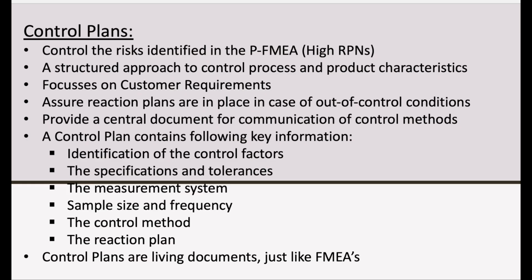Okay, so what do control plans do? It controls the risks identified in the FMEA. We will talk about the FMEA next week. A control plan is a structured approach to control processes and characteristics, meaning we have an actual documented, predictable, repeatable method of controlling or trying to predict what happens with your process. If we can predict where potential issues will occur, we can cut out the unforeseen incidences. It focuses, of course, on the customer.